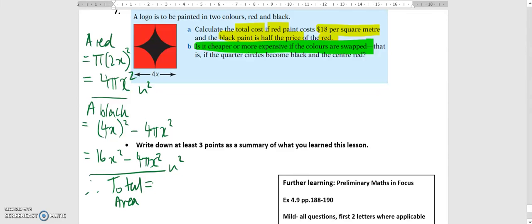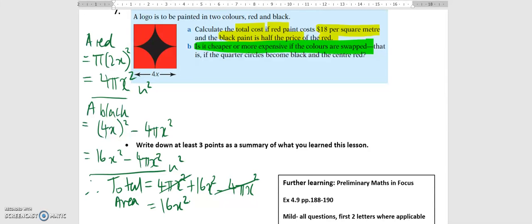is going to be 4 pi x squared plus 16x squared minus 4 pi x squared. And what you notice is those cancel, and you're left with 16x squared for the total area. So that's the first thing to think about.